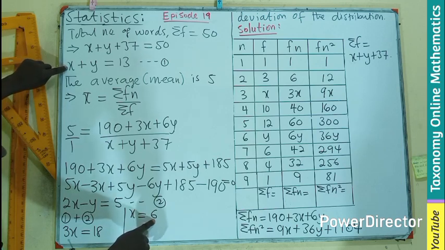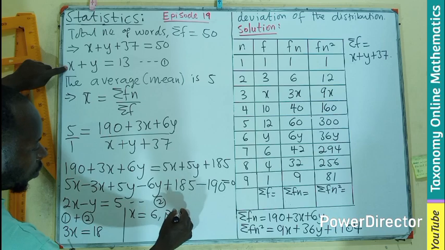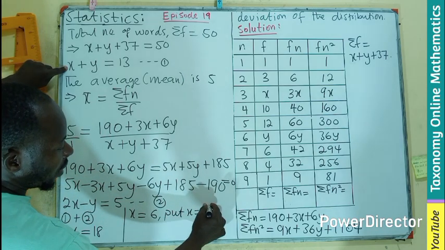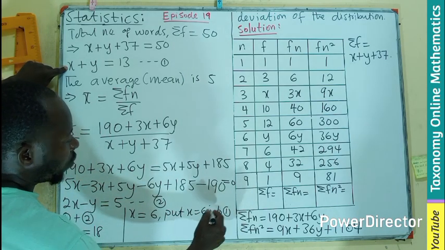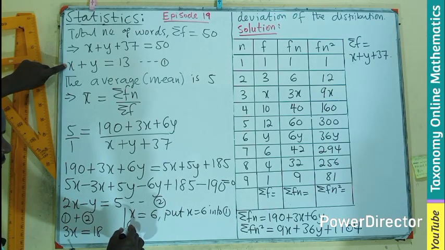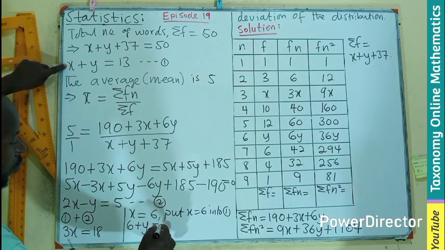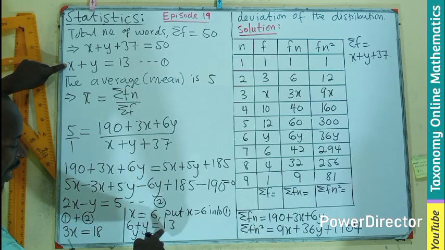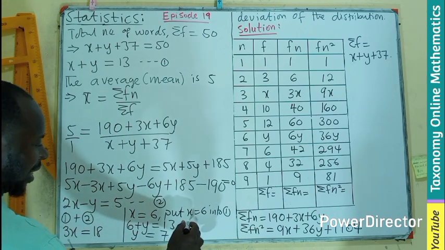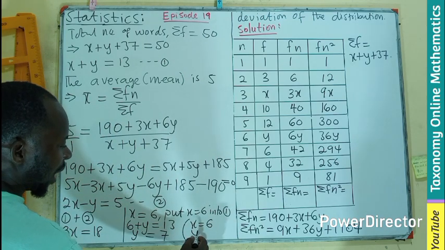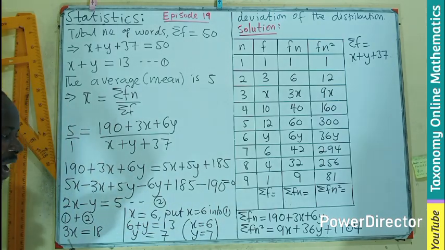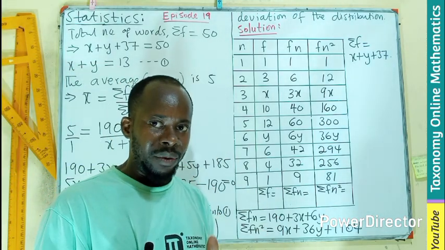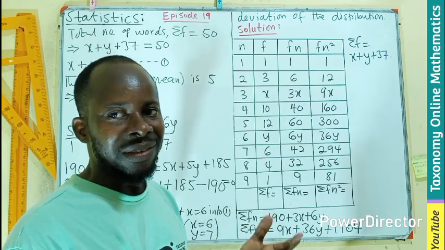So if x is 6, we need to find that of y. We can pick any of them. So we can put x equal to 6 in equation 1. That means that 6 plus y is equals to 13. y will be equals to 13 minus 6, so we have 7. So we can say that our x is 6, our y is 7. That is how we find the value of x and y for the first part of the question.